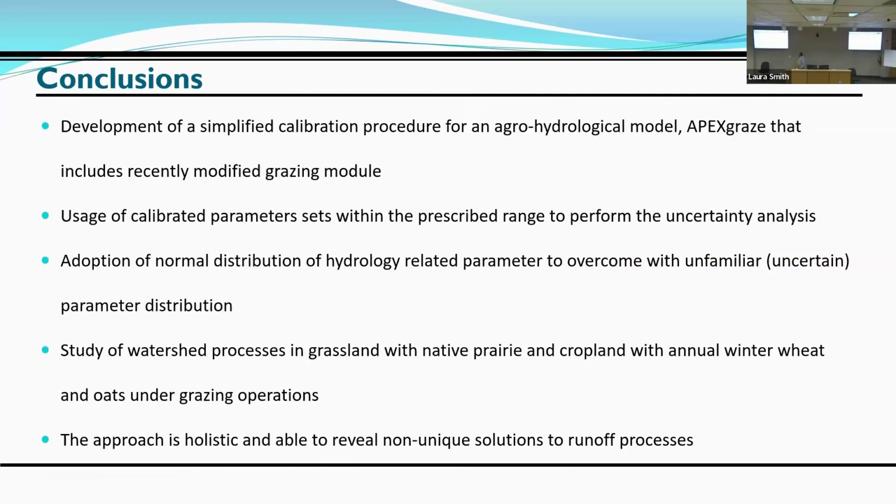In conclusion, we developed a simplified calculation procedure for an agrohydrological model, APEX, that includes a recently modified grazing model. We used a calibrated parameter set within the prescribed range to perform uncertainty analysis, and we added a normal distribution of hydrologic related parameters. We studied the watershed processes in grassland with native prairie and cropland with annual winter wheat and one year of growth under grazing operations. This approach seems to be holistic, and it can reveal non-unique solutions to runoff processes.